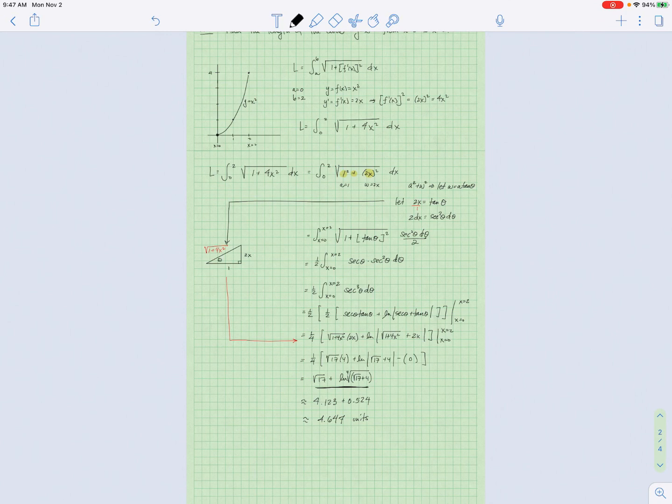Anyway, that's a typical example. There are problems that have easier integrals to deal with, quote unquote, easier integrals to deal with. We're going to do those in the next couple of examples.